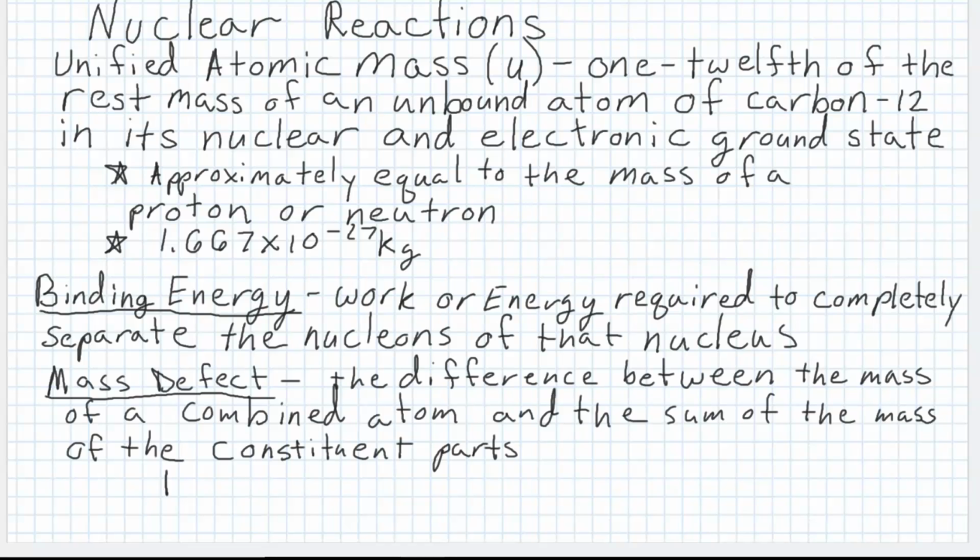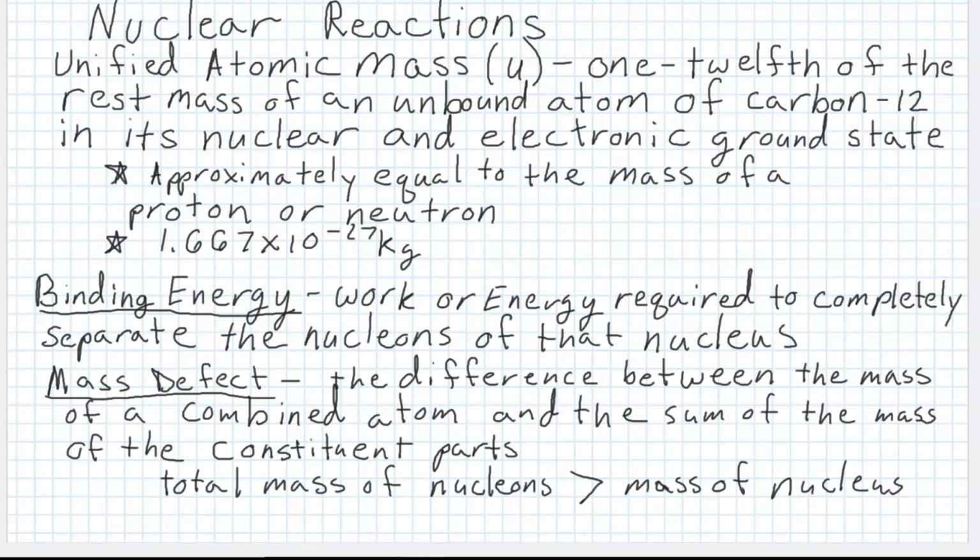Lastly, we have mass defect, the difference between the mass of the combined atom and the sum of the mass of the constituent parts. This sounds a bit new, and this is going to blow your minds, but the total mass of all the protons and neutrons, all the nucleons that go into a nucleus, is actually greater than the mass of the nucleus once it's combined.